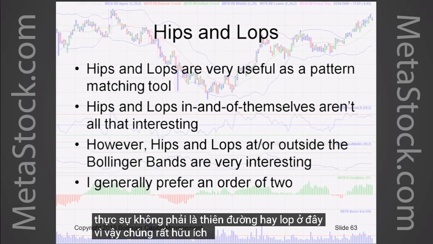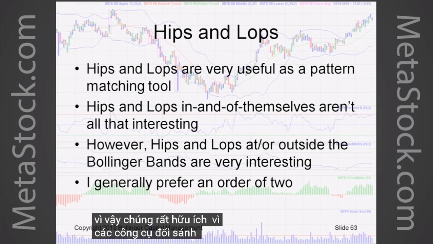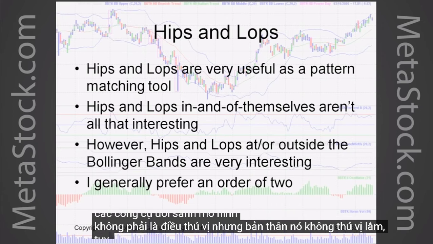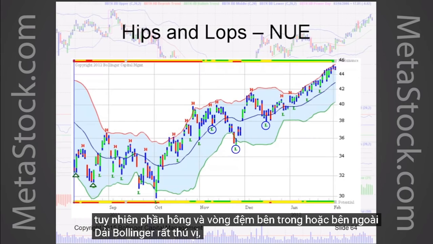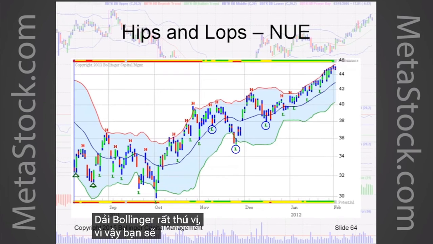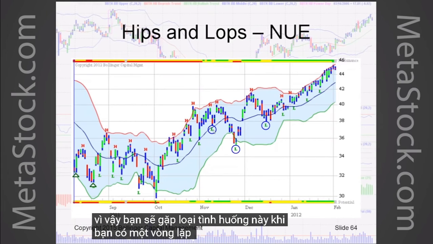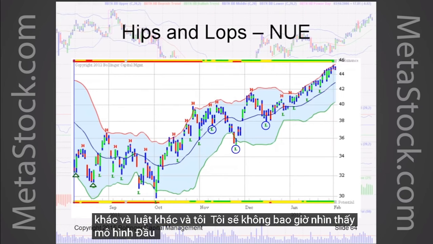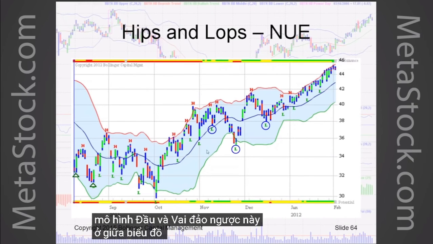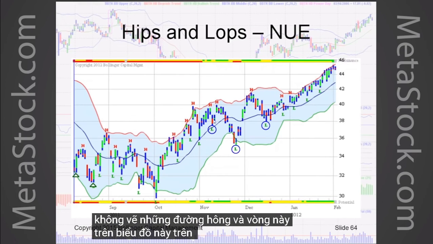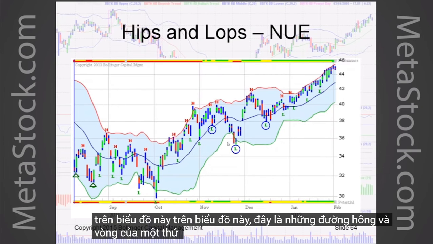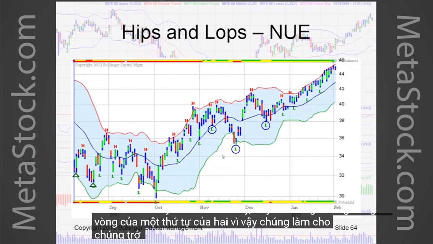So they're very useful as pattern matching tools. The hips and lops in and of themselves aren't that interesting. However, hips and lops inside or outside the Bollinger Bands are very interesting. So you get this sort of situation where you have a lop and then another lop and another lop. And I never would have seen this inverted head and shoulders pattern in the middle of this chart if I hadn't been drawing these hips and lops on this chart. These are hips and lops of an order of 2, so they make them clear.